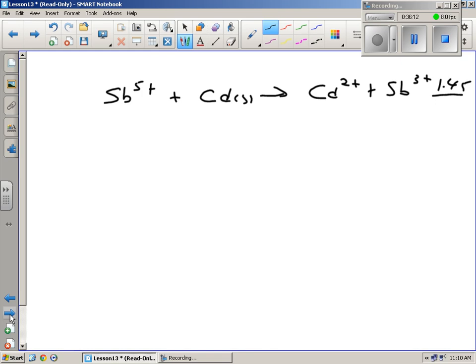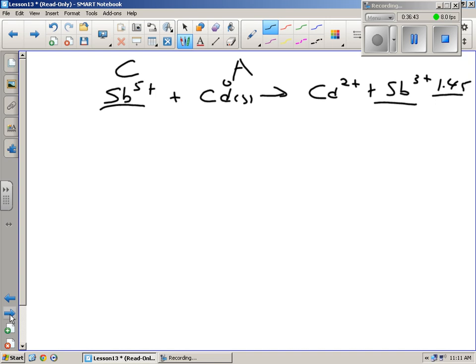So you have to take a look here. Sb5 plus goes to Sb3 plus. Is that being reduced or oxidized? Reduced. So this is my cathode. And I would suggest even doing that today for homework. That's maybe the first thing you should do. Is Cd going from a 0 to a 2 plus? That's being oxidized, yes? That's my anode, yes? So this half cell minus this half cell should give me this, yes?